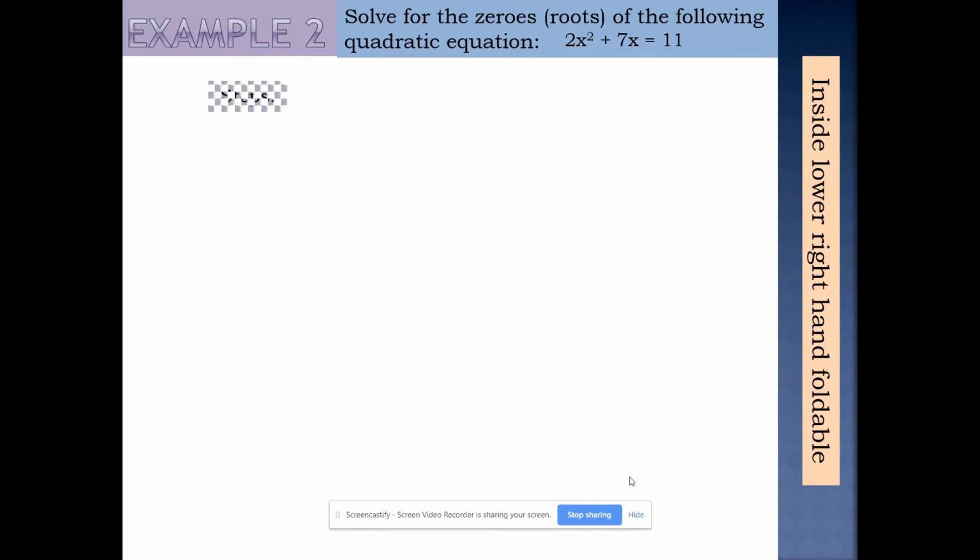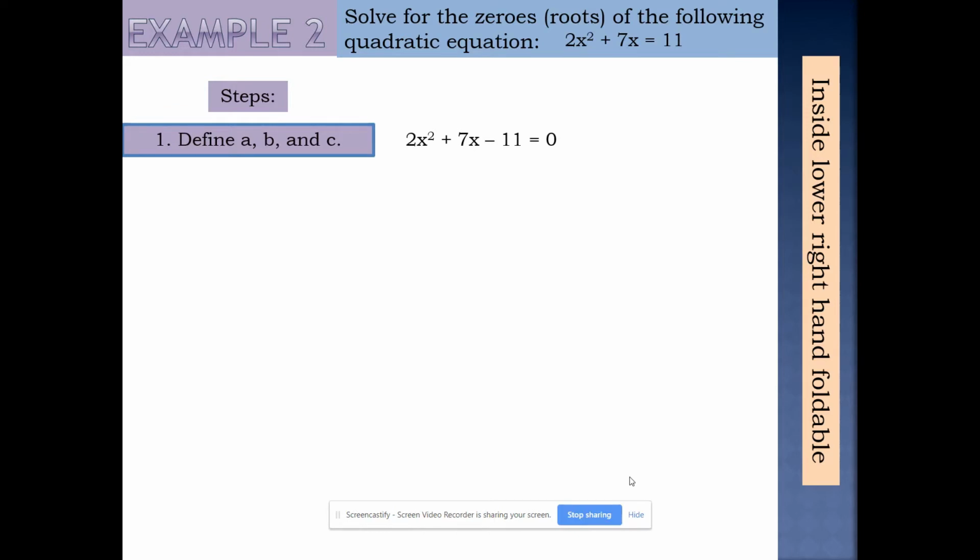Example 2, we're solving for the zeros. This one is a little bit different because we have 2x squared plus 7x minus 11. So with that, we have to subtract 11 from both sides so that our equation is equal to 0. Once we have our equation equal to 0, then we can define A, B, and C, with A being 2, B being 7, and C being negative 11. Please don't forget about the negative.